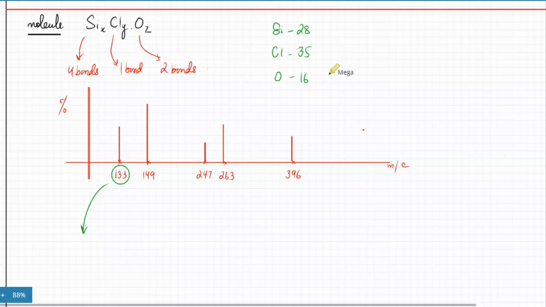I'll give you just 2-3 minutes. Try and work this out. What could 133 be? The fragment doesn't need to have all the atoms. It's just going to be a tiny piece. It might have silicon and chlorine, might have chlorine and oxygen. So we need to come up with 133. What's 133 in a sensible way? You can try this for 2 minutes. Find out what's 133. And you would need a calculator for this.